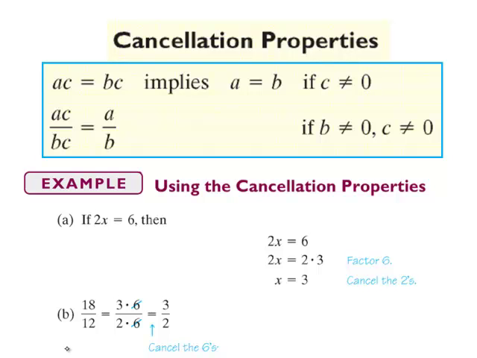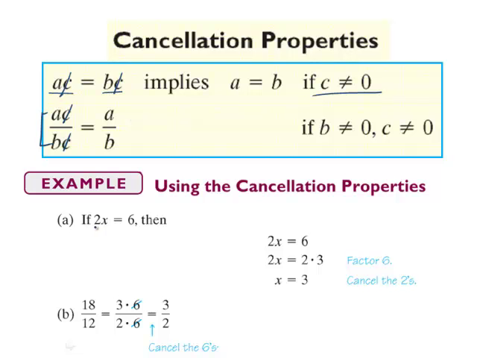Now, we're going to talk a little bit about cancellation. If you have this sort of equation right here, and you've got a common factor on both sides, like c in this case, then you can cancel out the c, provided that c is not 0, because you can't divide by 0. If you have the quotient of two numbers, as in a fraction like this, and the numerator and denominator have the same factor, then you can cancel that factor, leaving you with a over b in this case.